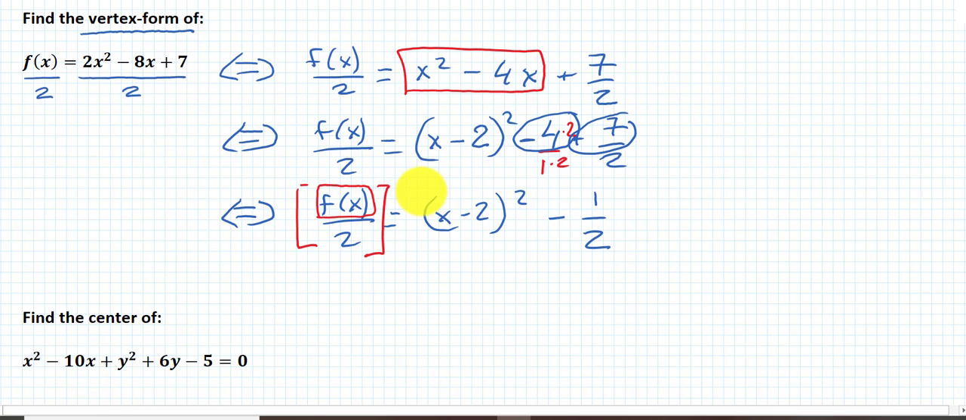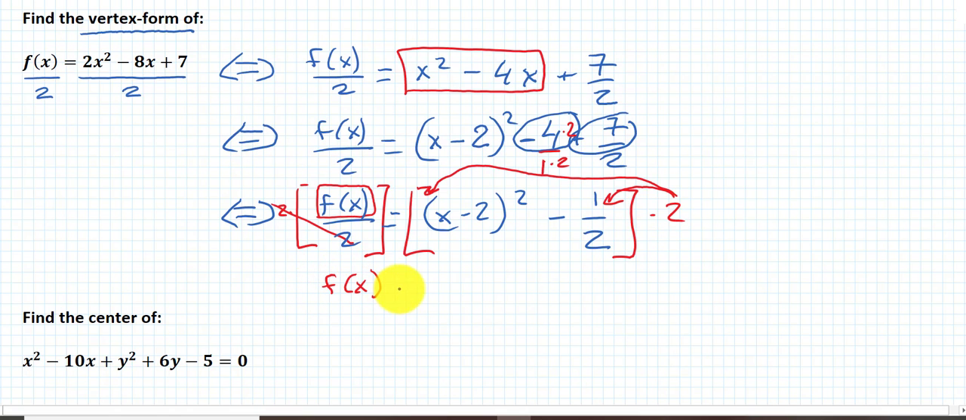I need to multiply both sides by 2 to get rid of the denominator right here. So how do I multiply by 2 these two terms? Easy. In the first one right here, I'm just going to leave the 2 in front of the square. I don't want to bring it inside for sure. And then negative 1 half times 2 is just minus 1. And so we have the vertex form of the equation, which is f of x equals 2 times (x minus 2) squared minus 1. Here we go.